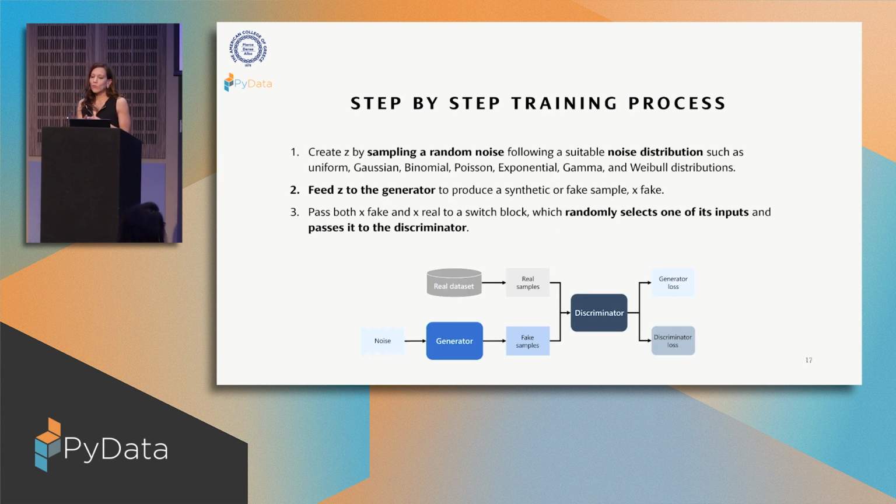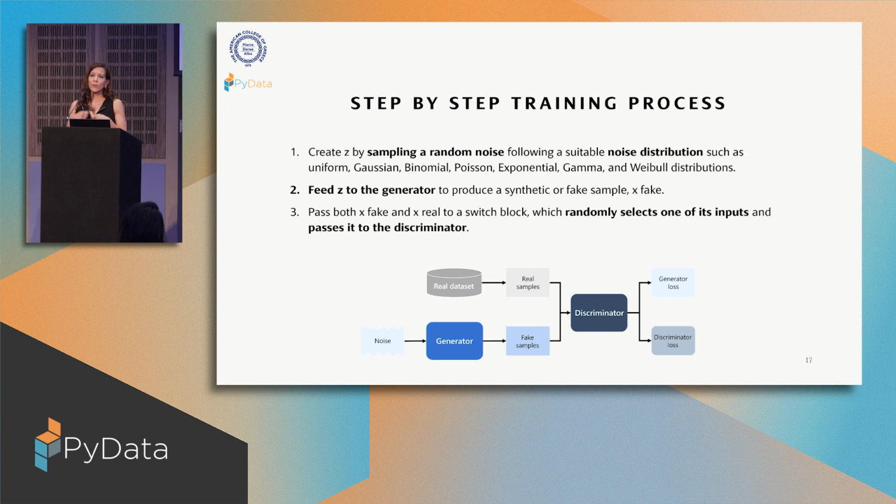Now, the overall training process, and again, there is a very nice graph, a visual aid, where you can see how the generator and the discriminator work. But step by step, we start by creating Z by sampling random noise following a suitable noise distribution, such as a uniform, a Gaussian, binomial, and so on and so forth. Then we feed Z to the generator as a way of producing a synthetic dataset, which is commonly referred to as X-fake or fake sample.